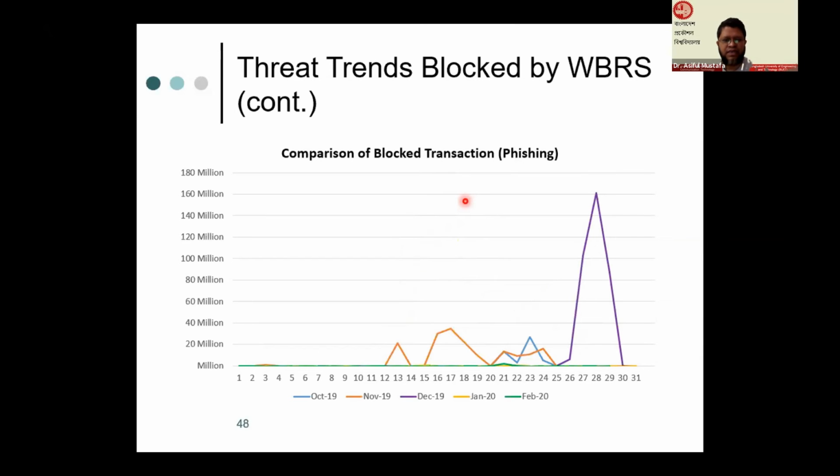In terms of phishing, as I said, the phishing happened basically in December. There was a large attack in December. The attack happened in 3 days, I think. In one day, the maximum block was 160 million transactions. That was also massive. After that, we did not see too many phishing attacks on other days in other months.